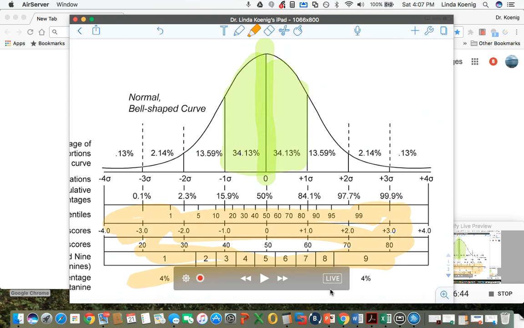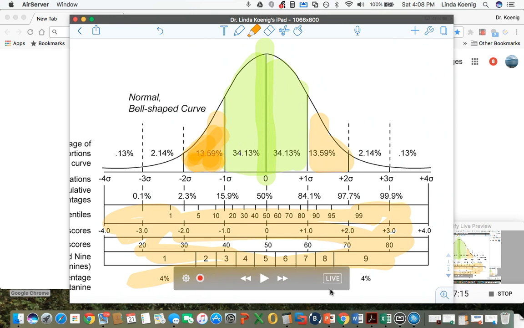So these people, there's going to be 13.59% of them that actually fall here. And my finger is really fat. So 13.59% are going to fall between one and two standard deviations above the mean. All right? So 0 to 1, 1 to 2. Same thing over here.